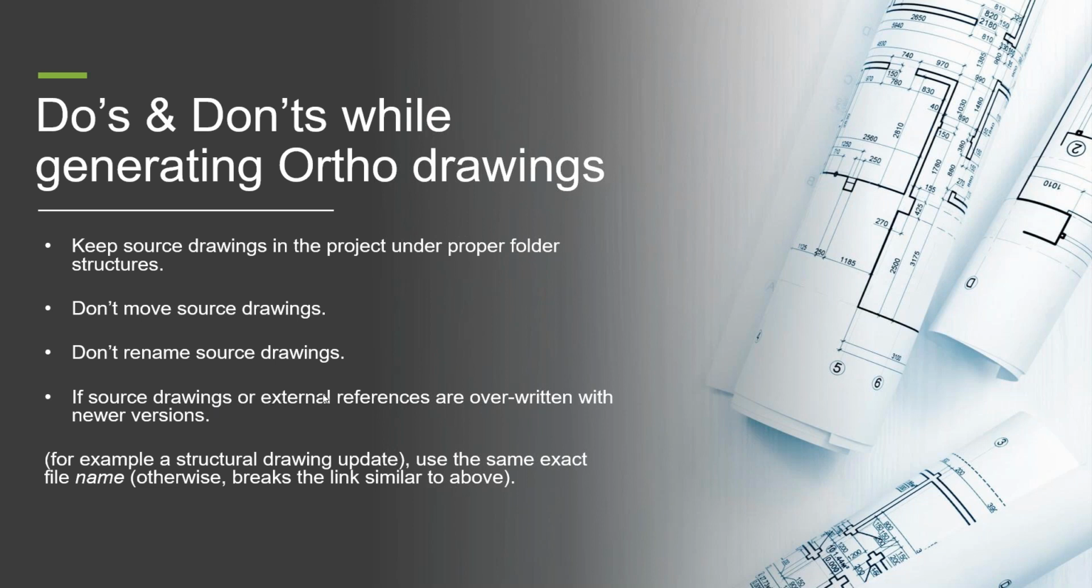If the source drawings or external references are overwritten with newer versions, this is pointing to the IDs again of geometry. Typically, we don't have any problems with the non-Plant 3D XREFs being overwritten because they don't have intelligence to them, but there could be issues where you lose some intelligence there and the ortho view won't update again. So for a structural drawing, for example, which is not Plant 3D, let's say it's an advanced steel model, if you use the same name, you should be okay. But if you rename your external reference or repath it, it could end up breaking the link.